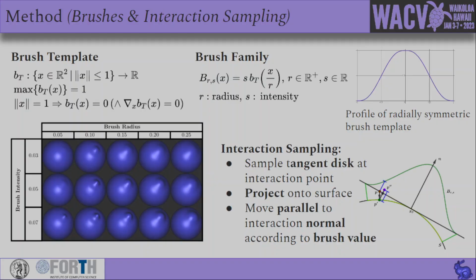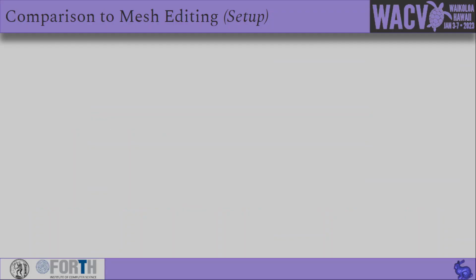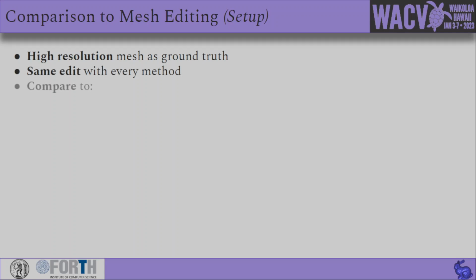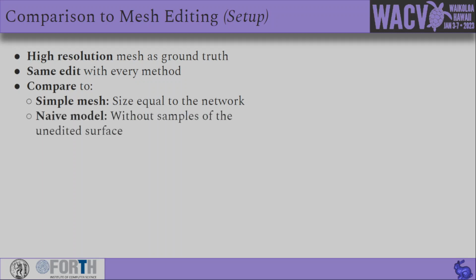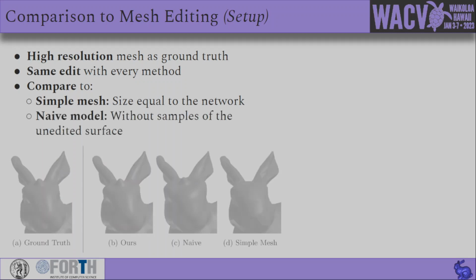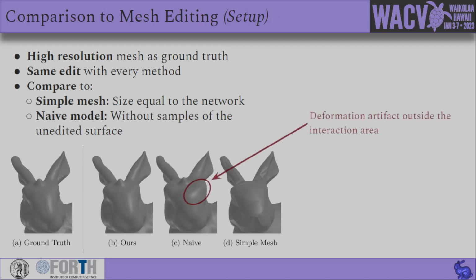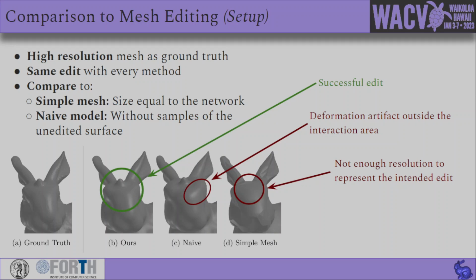We evaluate our method by comparing to mesh editing. A higher resolution mesh serves as the ground truth. The same edit is executed with every method. We compare against the simplified mesh that has approximately the same memory footprint as the network, and a naive approach of not including samples of the unedited surface in the loss. We can see that the naive approach fails to keep the surface intact outside the interaction, while the simple mesh does not have enough resolution to represent the intended edit. In contrast, our method does not suffer from these adversities.